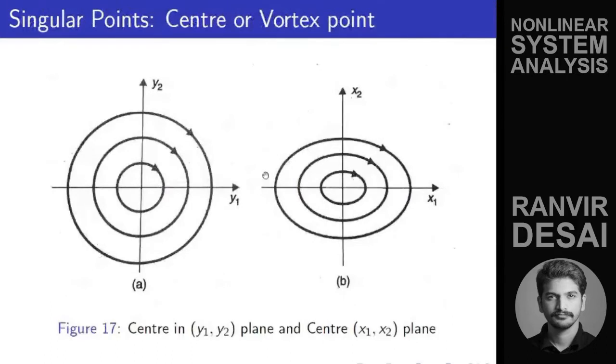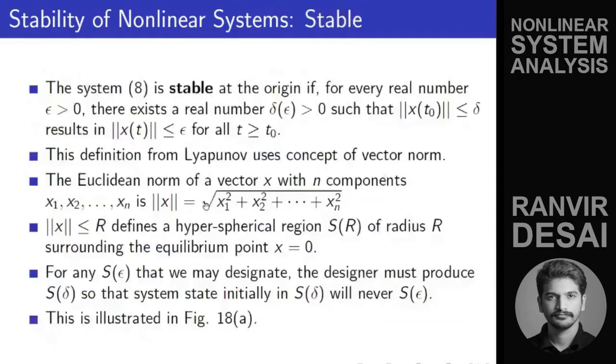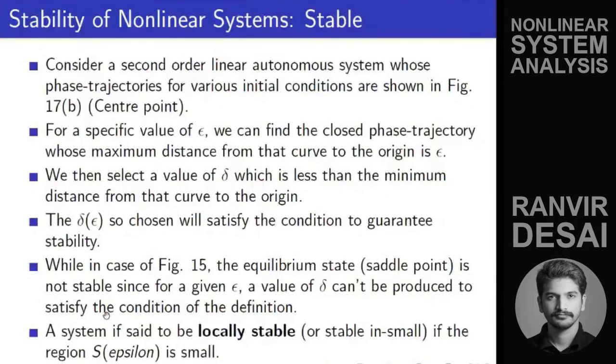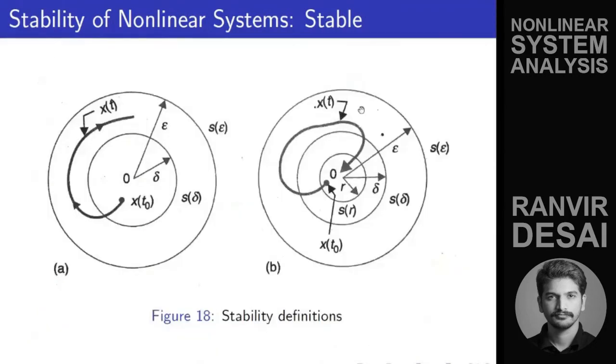For this, can you find it out? Yes, you can, because the trajectories remain at that point. If we start from here, we remain at that point only. We never leave that enclosure or circle, so we can call those stable. With this kind of stability, a system is said to be locally stable if the region epsilon is small. If this epsilon is small, then we can call it locally stable.